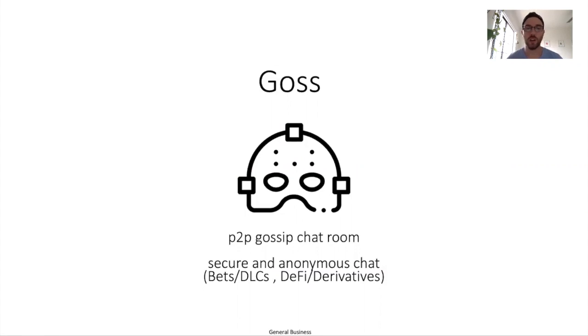Goss is a P2P gossip chat room built on top of Impervious using the messaging and federation API. It can be thought of as a secure and anonymous chat layer. One of the best use cases is to chat information anonymously about a bet, such as a discrete log contract, or it could even be used to discuss information about derivatives or a DeFi contract.